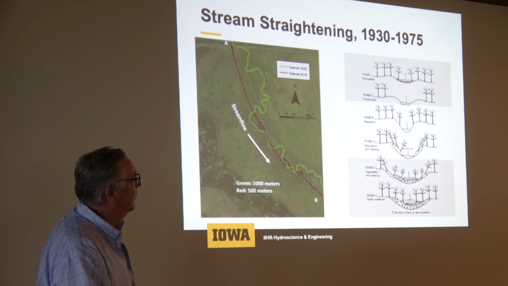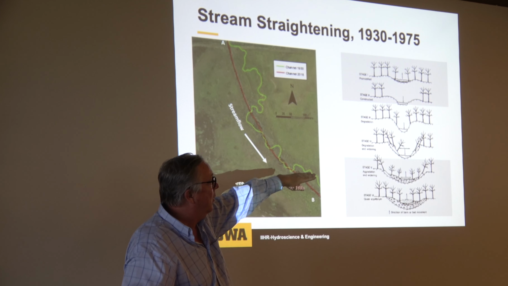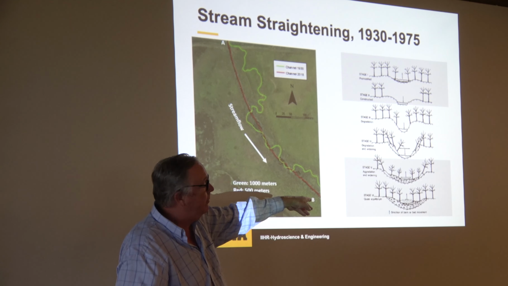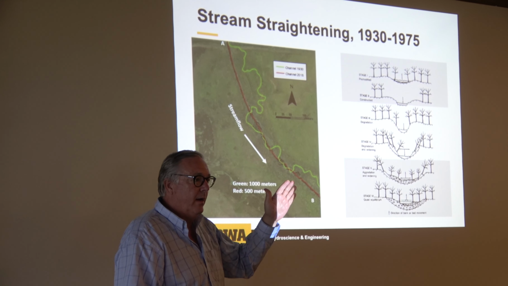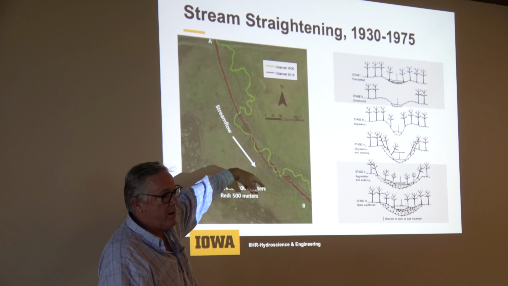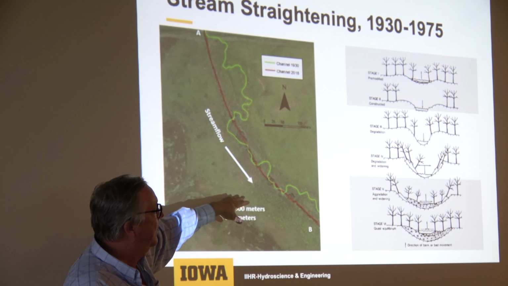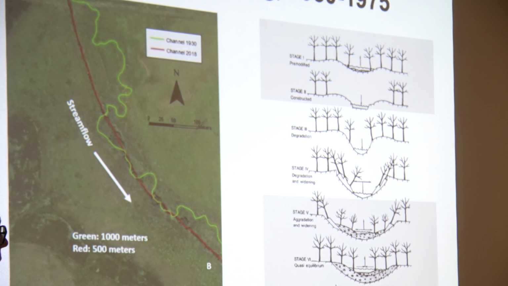Well, let me go back. And so this is what happened to our streams on the right. As we channelized them, they started eroding downward. Okay, they had this energy. We put levees along the stream banks so we could square up the fields and farm that stuff. And so the stream still wants to erode. And so it erodes downward.